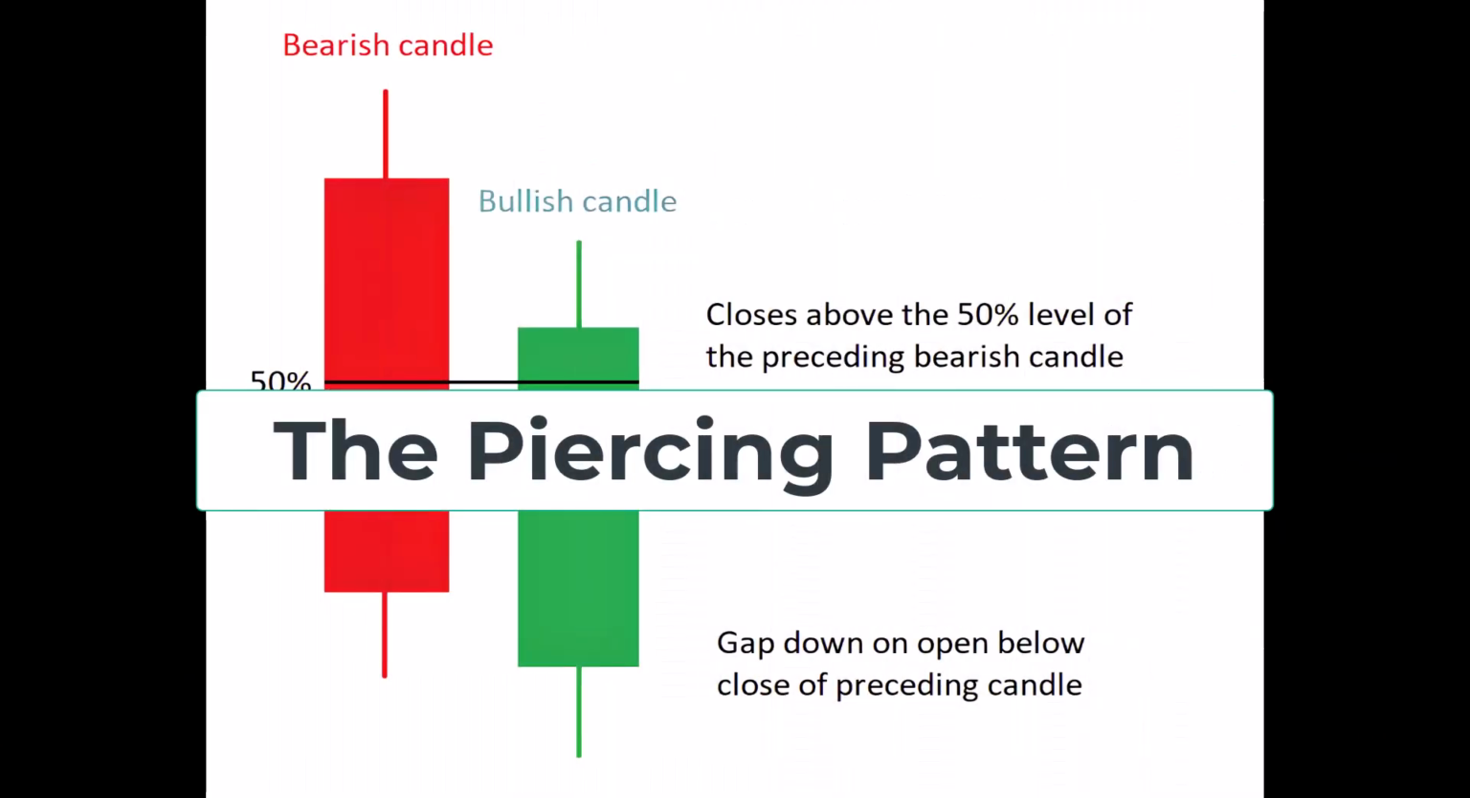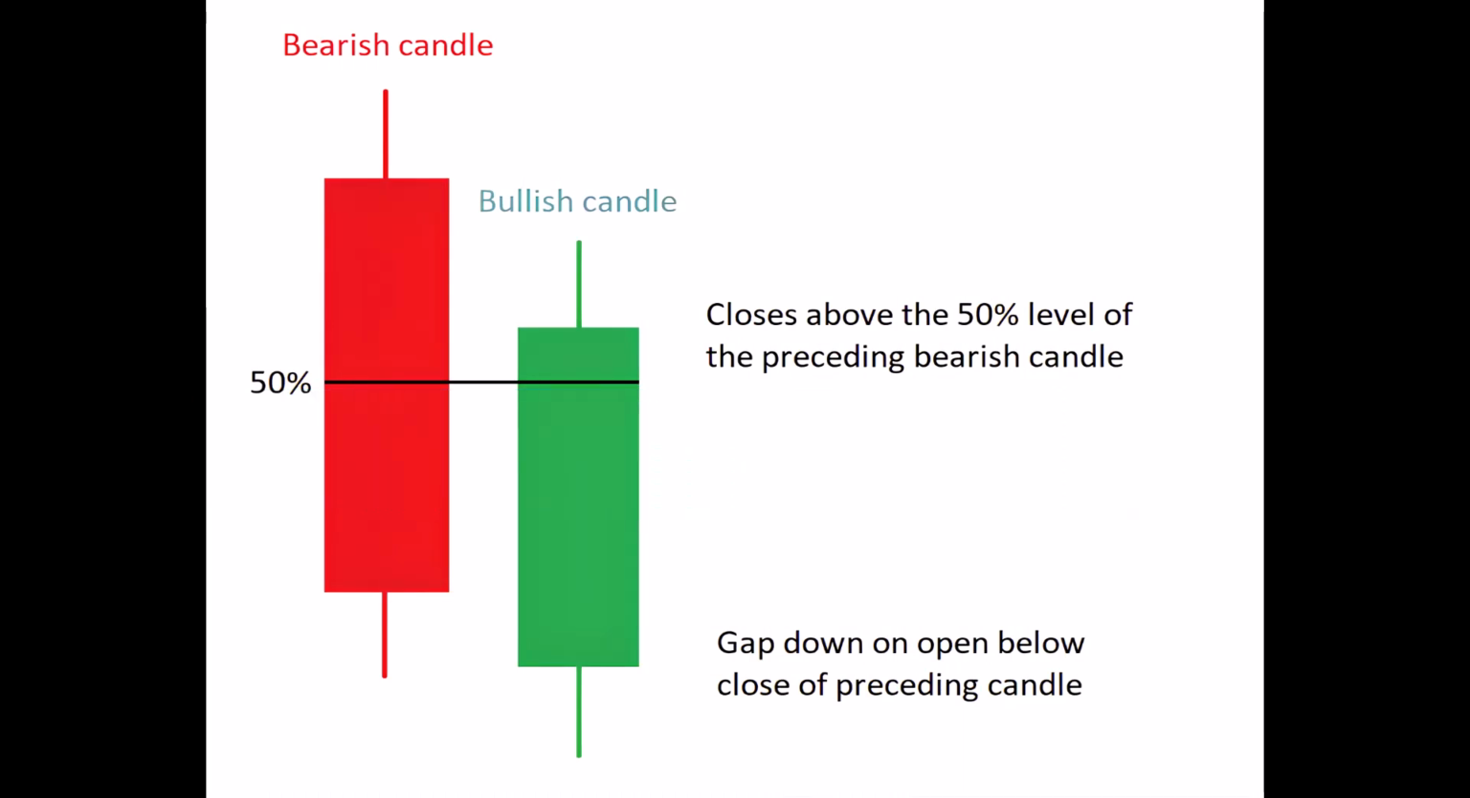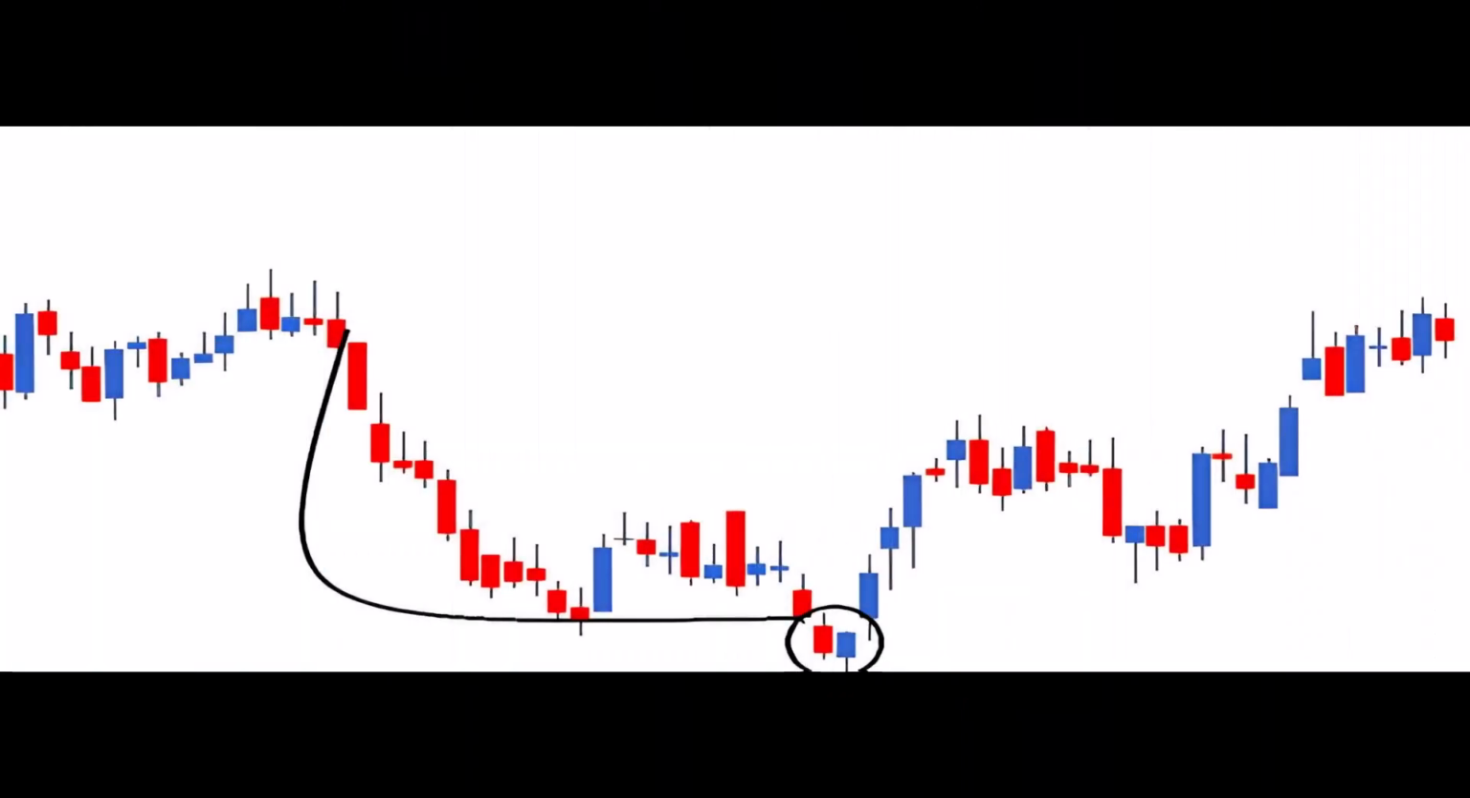Let's explore the piercing pattern, a close cousin to the bullish engulfing pattern, but with a subtle difference. While in a bullish engulfing pattern, P2's blue candle completely engulfs P1's red candle, in a piercing pattern, P2's blue candle partially engulfs P1's red candle. The crucial distinction lies in the degree of engulfing, which should be between 50% and less than 100%. This can be confirmed visually or calculated.